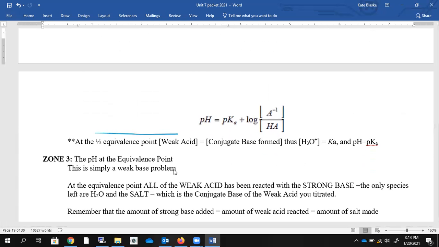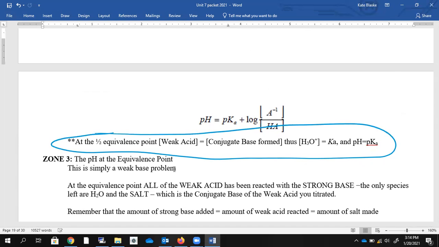But what we need to recognize is there's a point called the half equivalence point. So this is where we have added in half of the volume of base that we need to get to the equivalence point. At that exact half equivalence point, the weak acid is equal to the amount of the conjugate base we have formed. We have reacted half of that acid, which means that the H3O plus or the H plus concentration is equal to the Ka, which also means that the pH is equal to the pKa. So at that very specific point, we know that the pH is equal to the pKa because this term has dropped out to 0 of our Henderson-Hasselbalch equation.